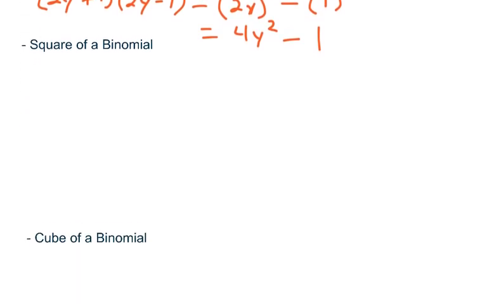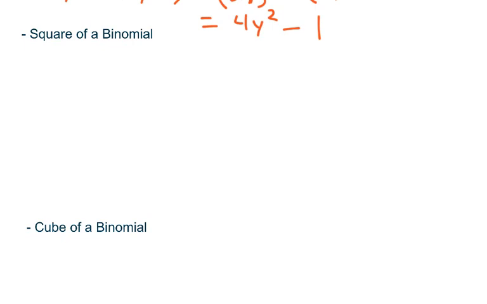The next pattern, the square of a binomial. Okay, so this one, if we have a plus b times a plus b, or rather than a plus b times a plus b, that would be a plus b squared. Okay, so a plus b squared.